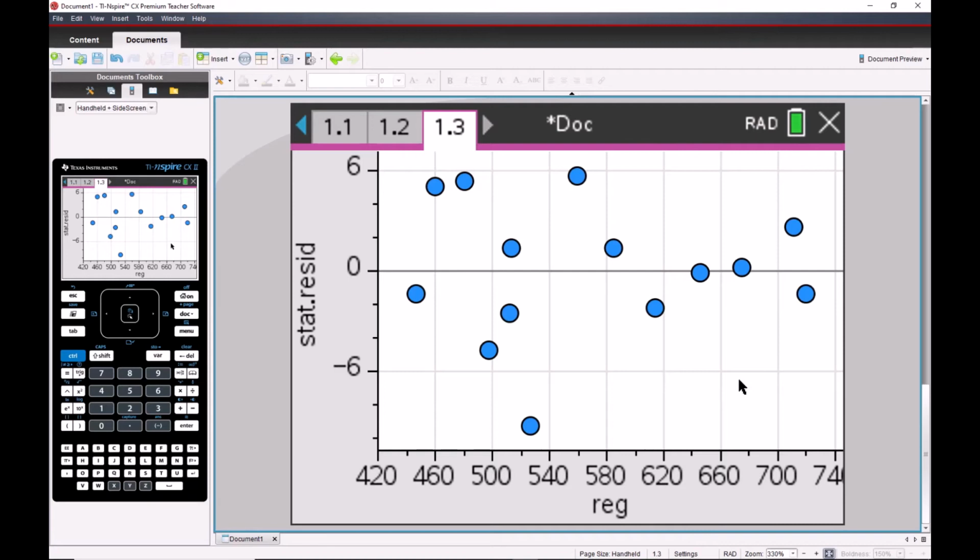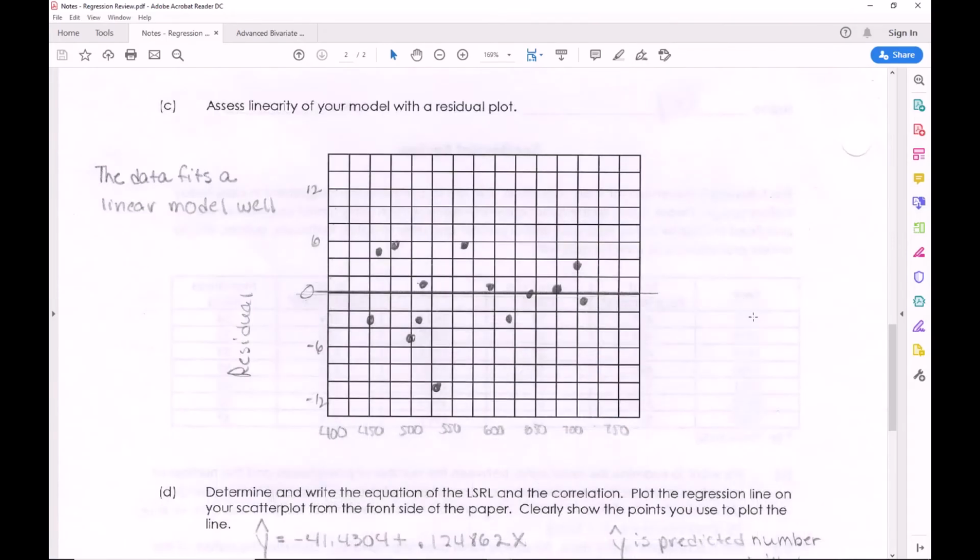If we did have anything that was influential and we removed it, we should see improvements in R and R squared, and we would get a different predictive model slightly. But here we're good to go. All right. So that's what I said. The data fits a linear model well.